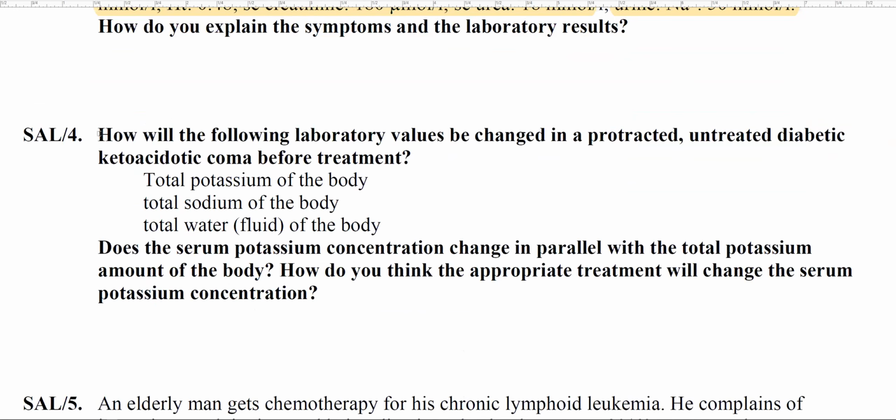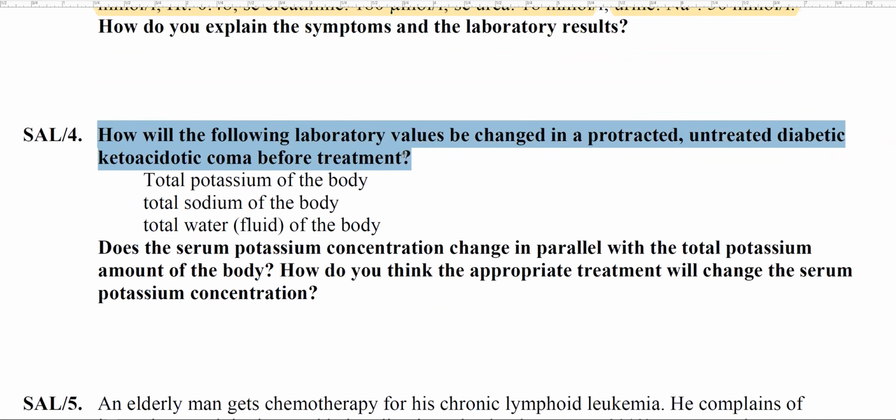Tell me. So how will the following laboratory values be changed in a protracted, untreated diabetic ketoacidotic coma before treatment? Okay, so what will happen when you do have an untreated diabetic ketoacidotic coma? The patient has hyperglycemia plus acidemia. That's it. So what will happen? Due to increased glucose, there is osmotic diuresis. Period. Next one. When we do have ketoacidosis, we do have a hydrogen ion elevation. Yes, this is what we know.